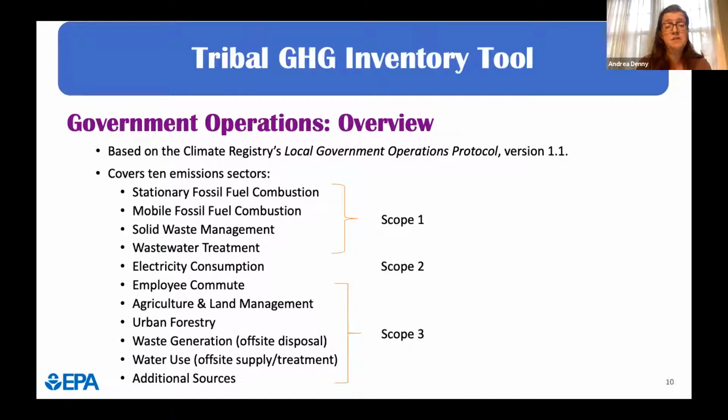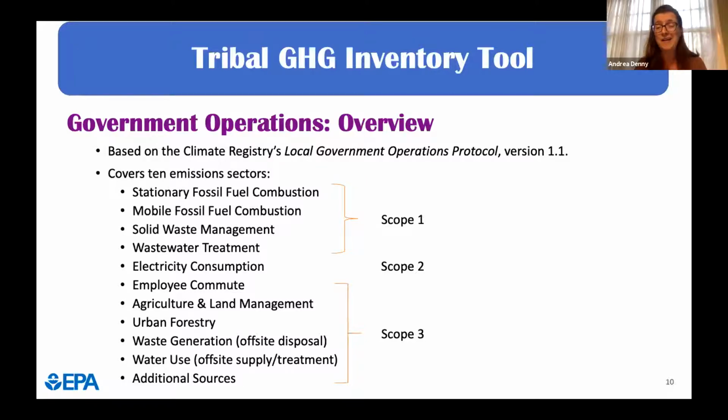There's 10 emission sectors. So we have our scope 1 emissions, which are looking at stationary fossil fuel, mobile fossil fuel use, solid waste management, and wastewater treatment. And again, that's for if there's a wastewater treatment plant operated by the government, or a landfill operated by the government. Then we have scope 2, the electricity consumption. And then for scope 3, we have all of these other sources, which would be things like employee commute, if you're managing parks or agricultural land, urban forestry, waste generation and water use that's being done off-site, as well as any other additional sources.